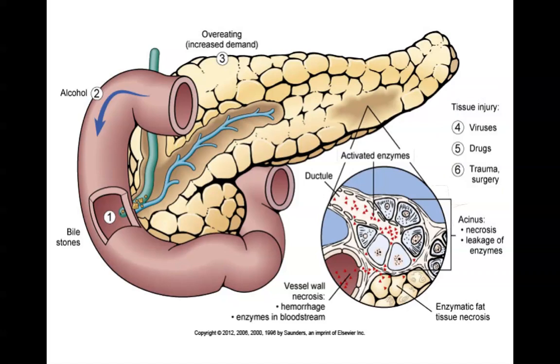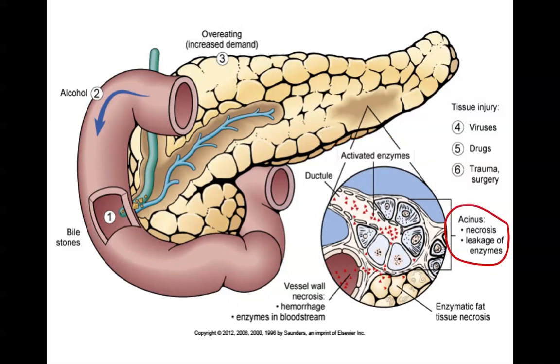Here we get a magnified view of the pancreas. It shows a ductule, or branch of the pancreatic duct, terminating in an acinus, or cluster of acinar cells. These cells produce the enzymes for the pancreas. During acute pancreatitis, these enzymes become activated too early, before they enter the duodenum, causing necrosis of pancreatic tissues.